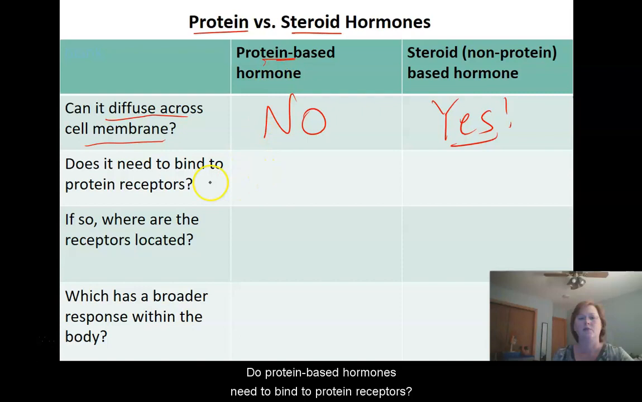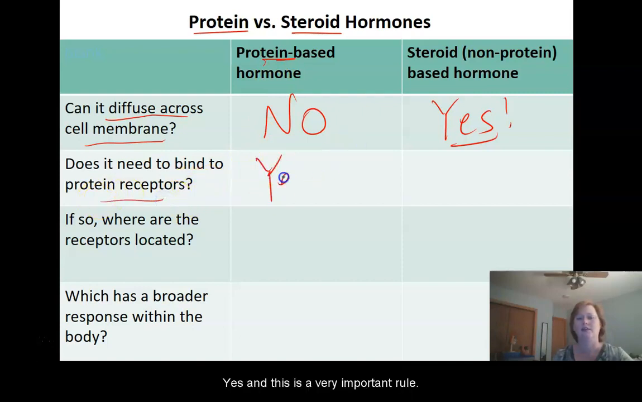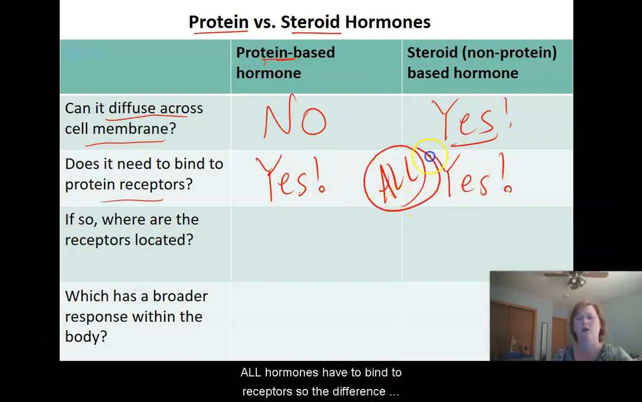Do protein-based hormones need to bind to protein receptors? Yes, and this is a very important rule. All hormones have to bind to receptors. So the difference between them is where those receptors will be located.